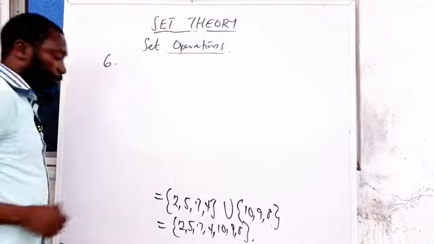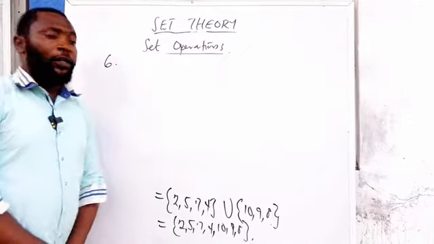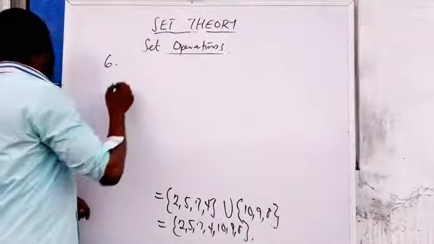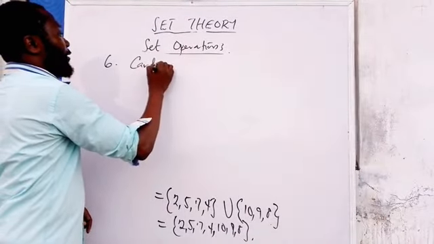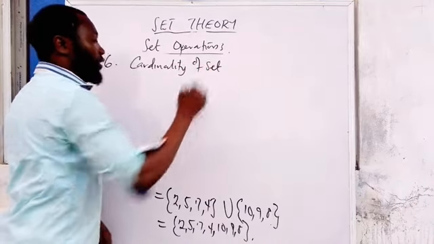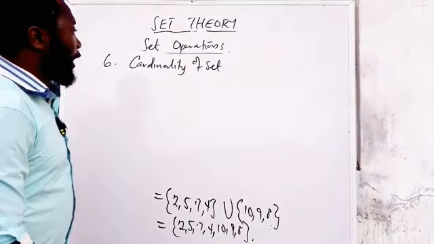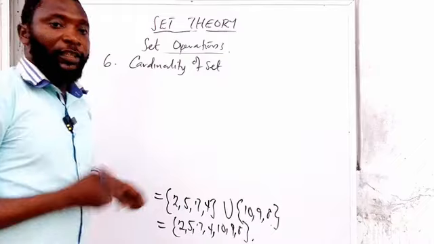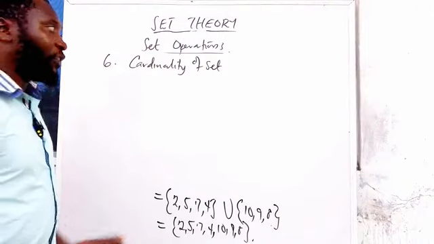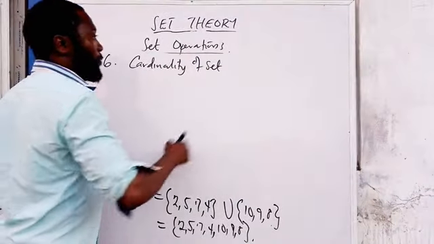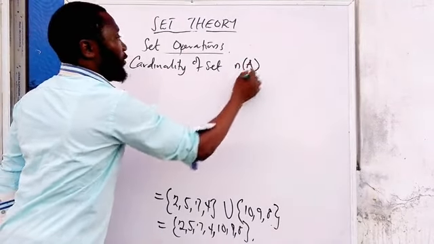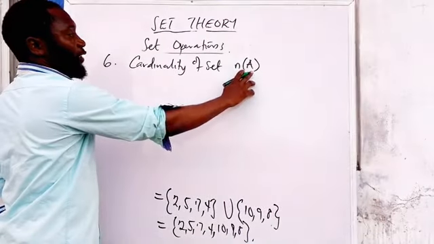Number 6. Now, another one is the cardinality of sets. I mentioned it earlier, but cardinality of a set simply means the number of members of a set. Most times we use this symbol, the number of members of set A.